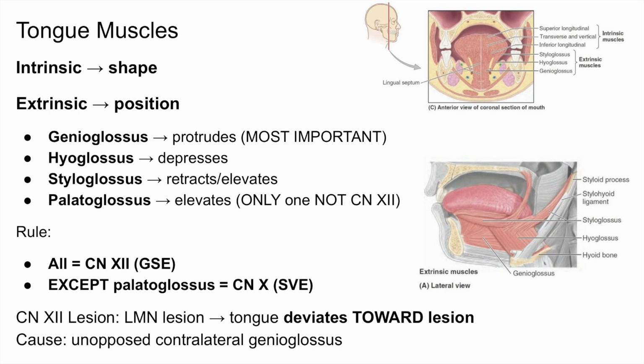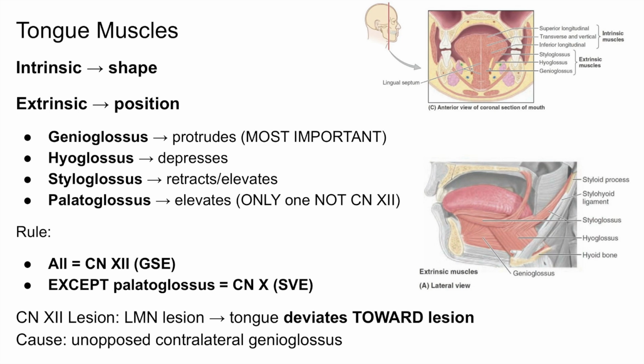Now, running through the extrinsic muscles in a way that actually sticks, you have the genioglossus being the most important here. It protrudes the tongue. This is the one that keeps the airway open. If you lose it, the tongue will fall back. The hyoglossus depresses the tongue. It pulls it down. The styloglossus retracts and elevates it, pulling it back and up. And then the oddball here is palatoglossus, which is going to elevate the tongue.